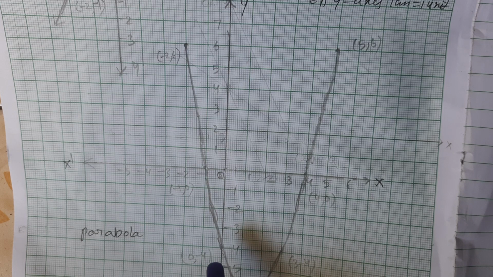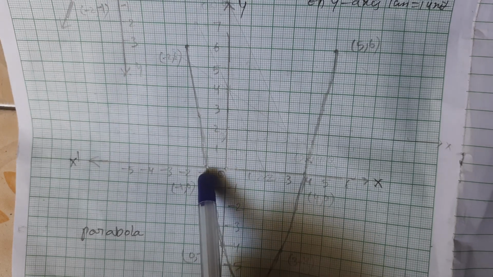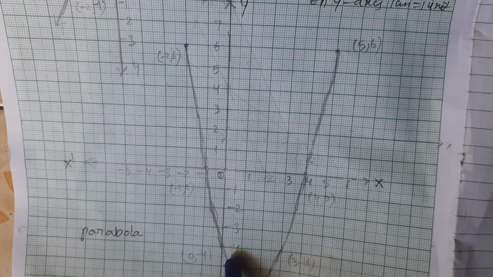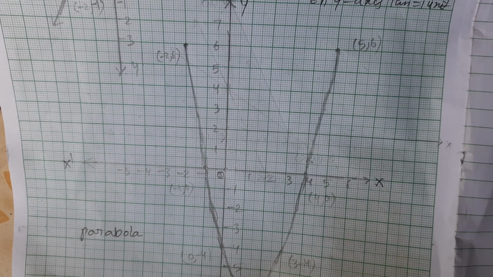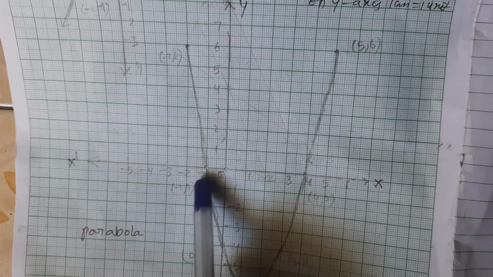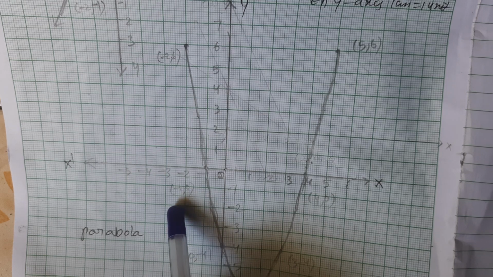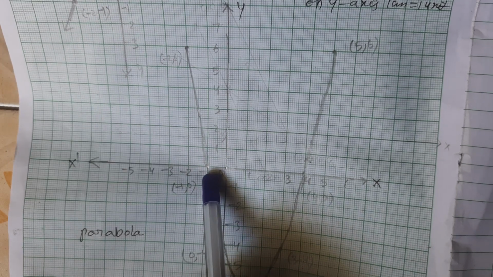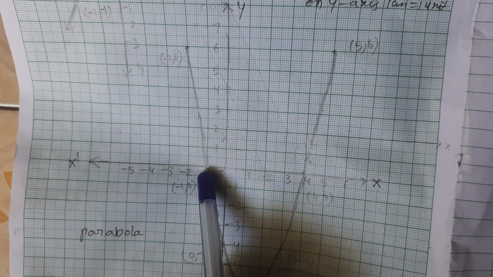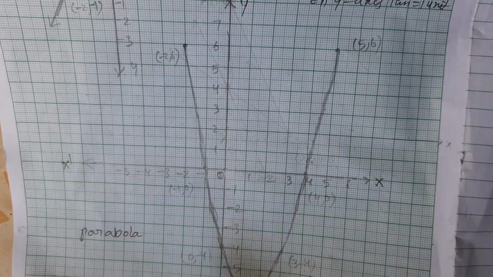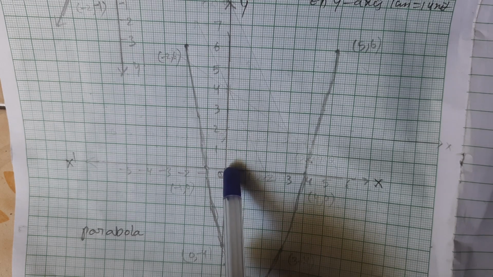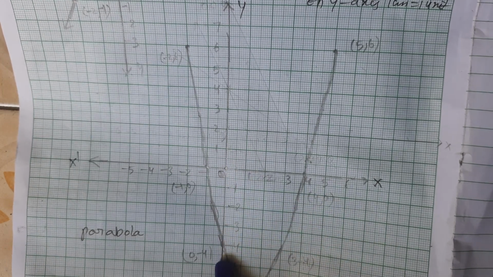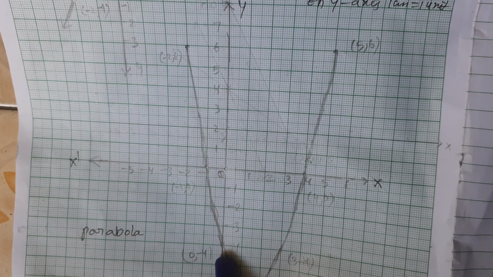Next, another point is -1, 0. It is given as the second point. -1, 0 is on the negative x-axis. Later, the third point is 0, -4. 0, -4 means downside, y value -4 downside.